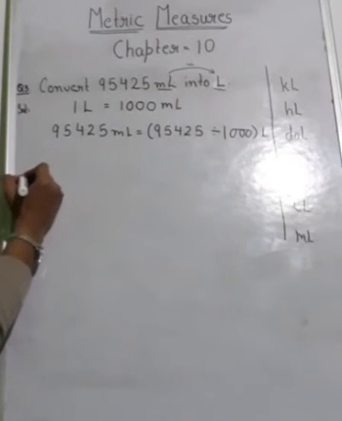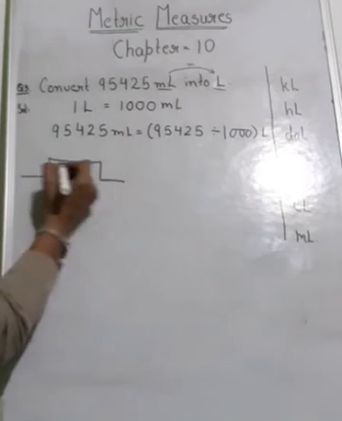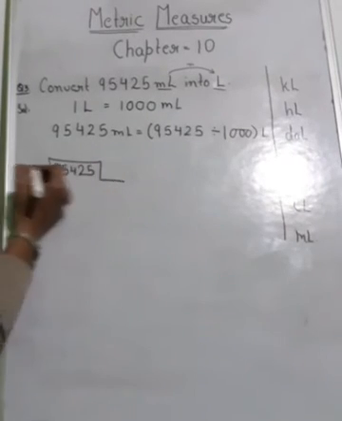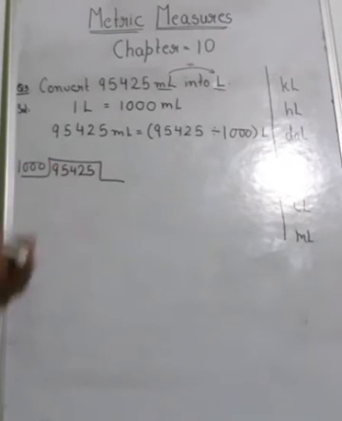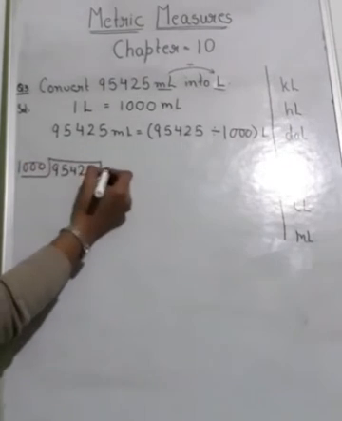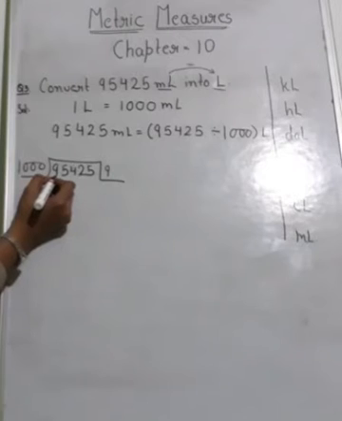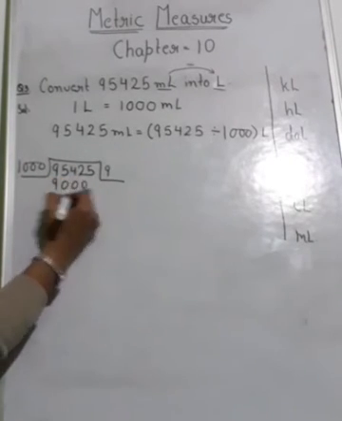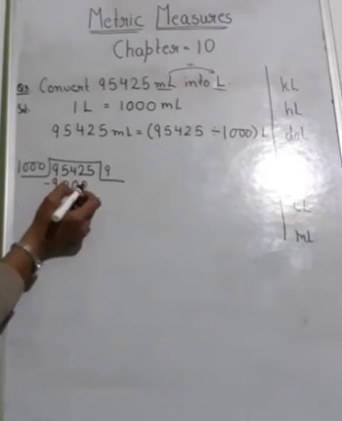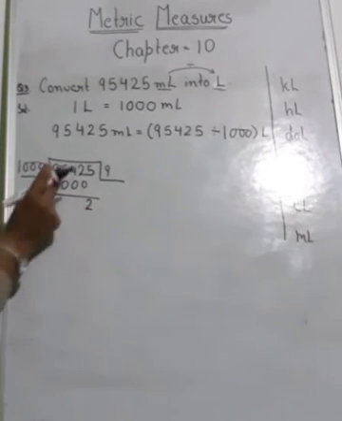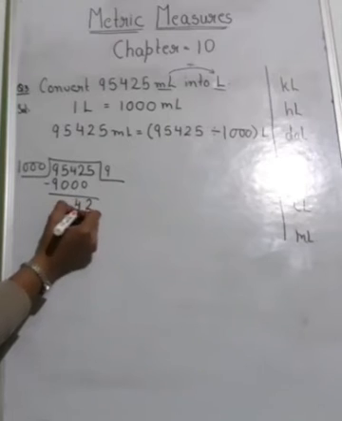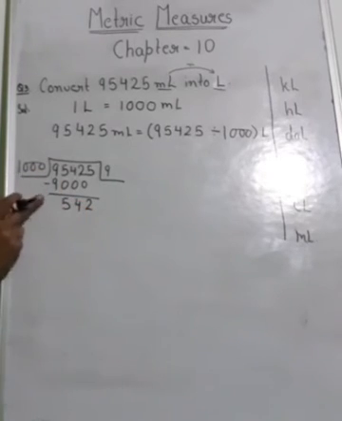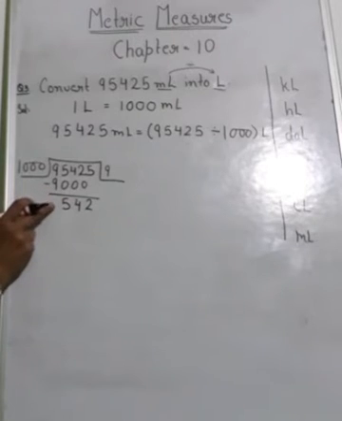Okay. So I will draw a box, start dividing it. It's 95425, and you have to divide it by 1000. Now 1000 nines are, because the first digit is 9 over here. So 1000 nines are 9000. Clear? Now you will do the subtraction. 2 minus 0 will be 2, 4 minus 0 will be 4, 5 minus 0 will be 5, and 9 minus 9 will be 0. So no need of writing it.